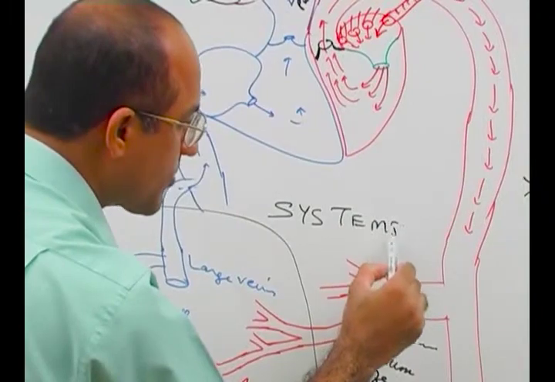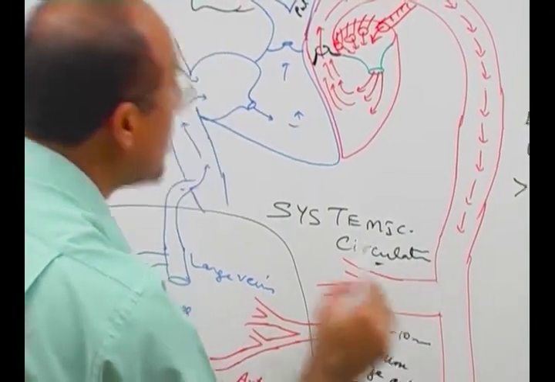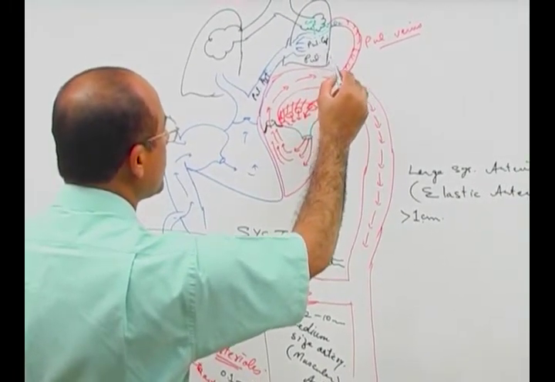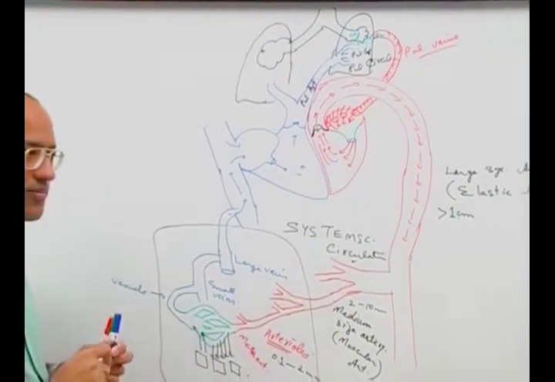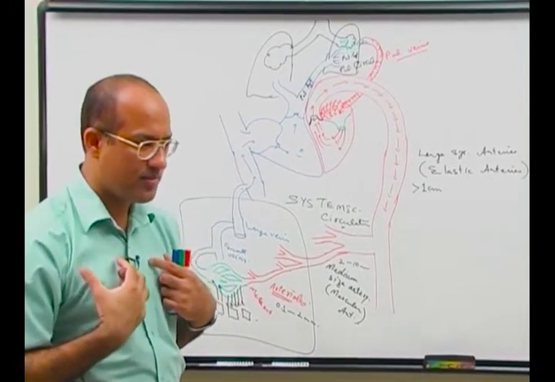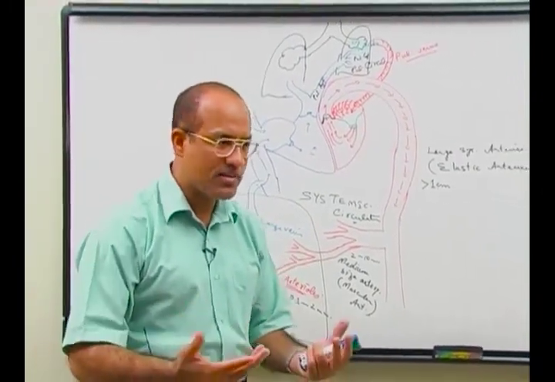Systemic circulation. And what was this? Yes, pulmonary circulation. Is that right? So basically you have primarily in the body two types of circulations. There is pulmonary circulation and there is systemic circulation, right?